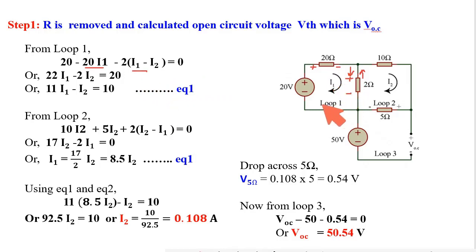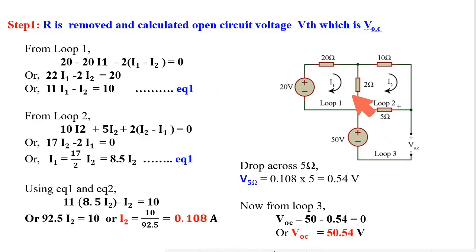Now the summation of these 3 in this loop is 0. See, this is minus plus, this is plus minus, plus minus. These two are in series and this is in series opposition. So if we consider this 20 as positive, this will be negative, this will be negative. So 20 minus this one is equal to 1. From here I got 11 I1 minus I2 is equal to 10. This is equation number 1.